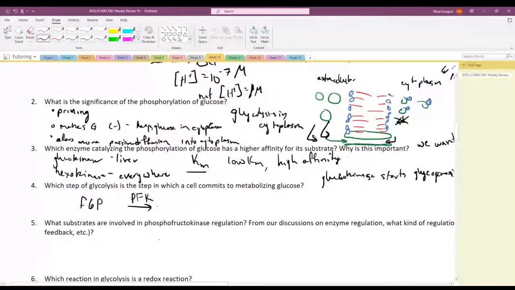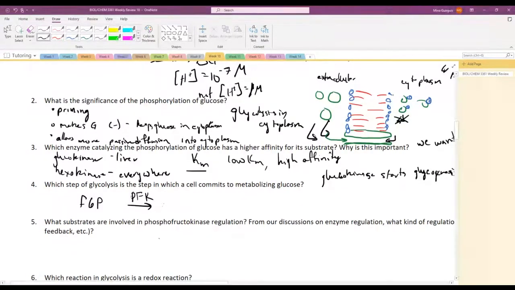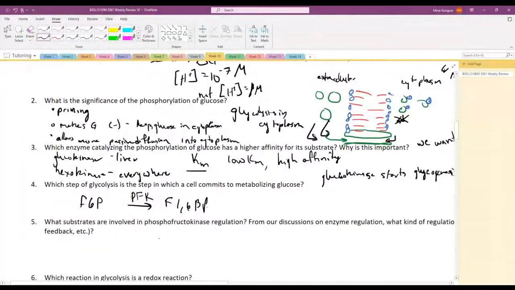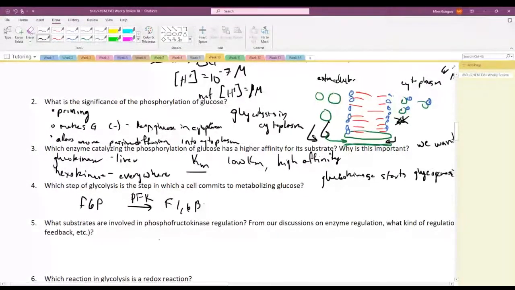6-phosphate into, it's commonly abbreviated FBP. I'm going to say F16BP for the sake of thoroughness, so fructose 1,6-bisphosphate. Okay, there we go. So this right here is the step that commits us to metabolizing glucose rather than storing it.